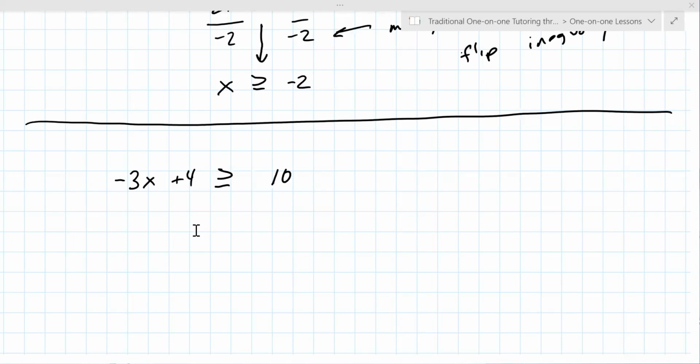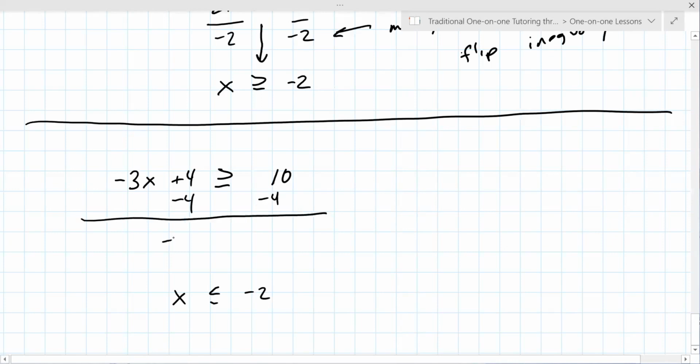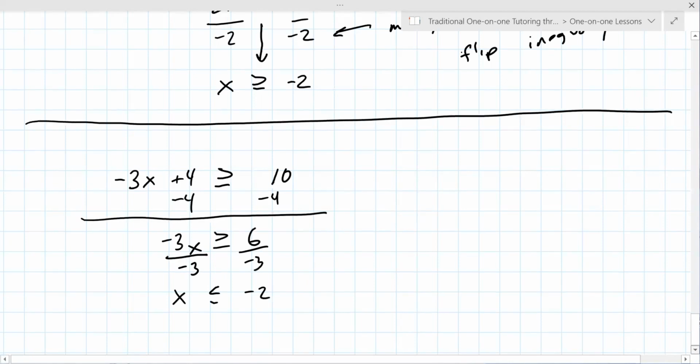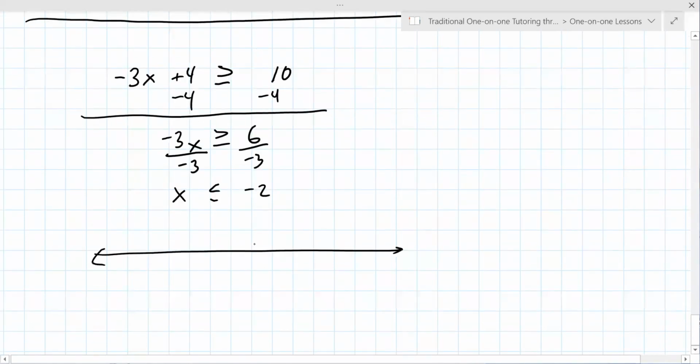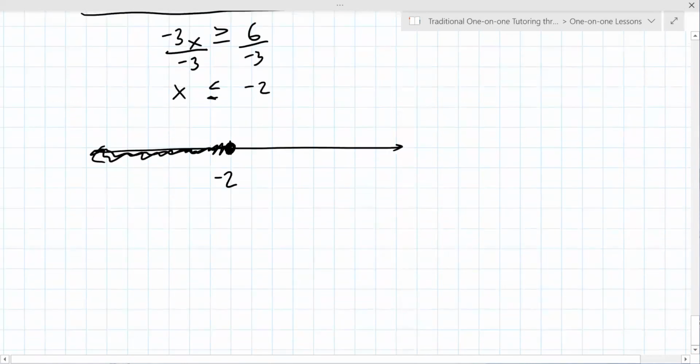X greater than or equal to 2. I mean, no, x less than or equal to negative 2. Okay, so I think I heard the right answer there. I'm just going to subtract 4 from both sides. Minus 3x greater than or equal to 6. Now you don't flip it yet. Just because you subtract a negative, you don't flip it. But when you divide by a negative, that's when you flip it. So that is absolutely correct there. So here's negative 2. You put in a filled in circle, and then it's pointing left. So it's everything left there.